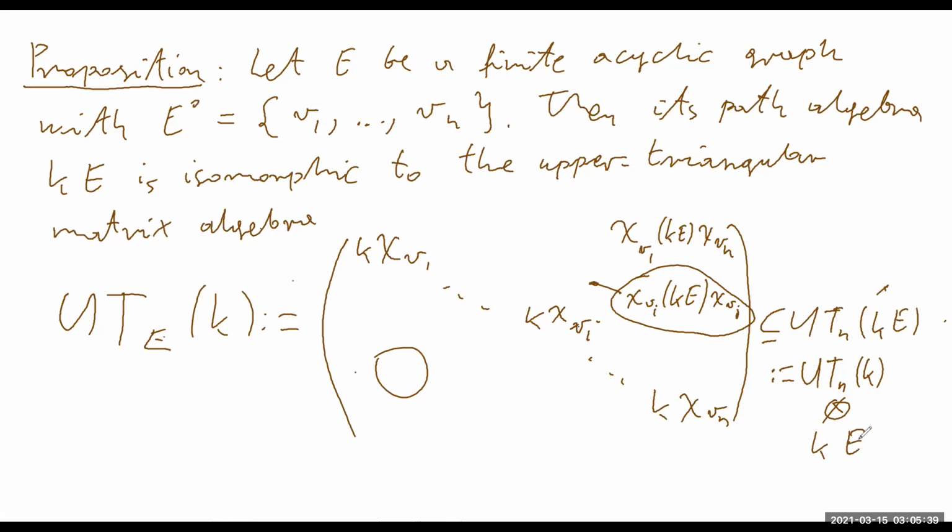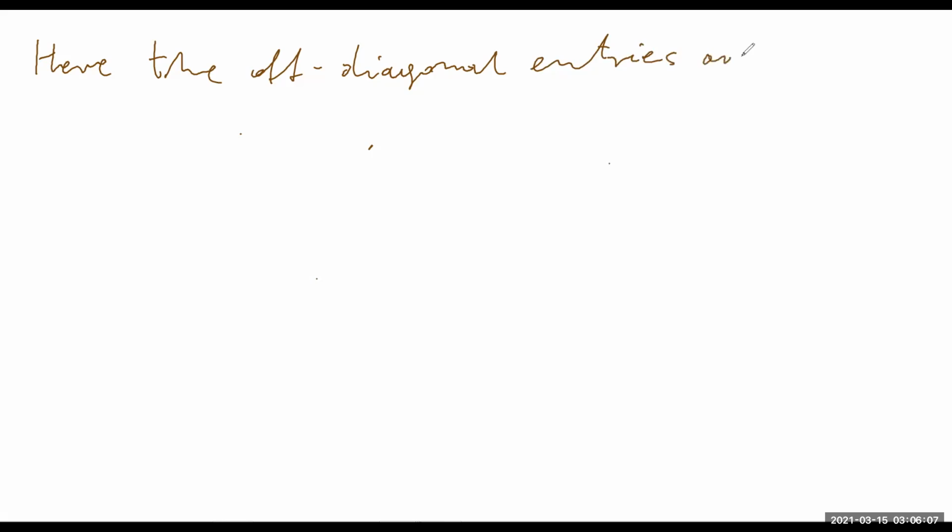Sorry, I wrote it vertically, but you know what I mean. Okay, and now let me make sure that the notation is obvious. So let's make it crystal clear here. The off diagonal entries are from chi I.